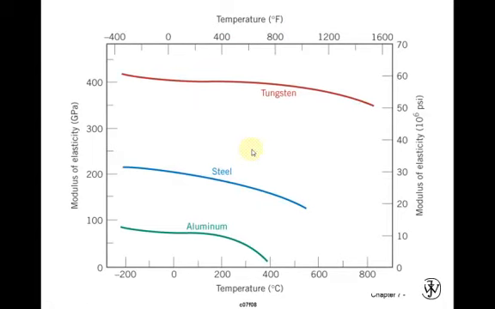Now, often we see in books that the Young's modulus is a constant. Say for steel it's 200 gigapascals. Well, it's actually temperature dependent. Steel can run anywhere from 200 plus gigapascals down below 150 depending on the temperature. Aluminum is more temperature dependent, tungsten less so.